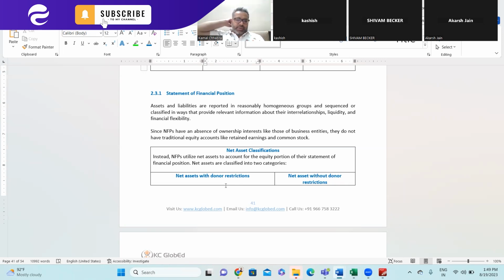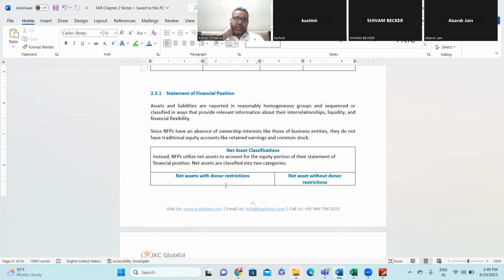So instead of utilizing equity, not-for-profit organizations use net assets to account for the equity portion of their statement of financial position, and net assets are classified into two categories. One is with donor restriction. With the donor, there are two types of restriction. One is use-based restriction. Second is time-based restriction. Use-based restriction, like the example I have shared: I have given money of $100,000, and that money you can utilize only and only for the study of the child.